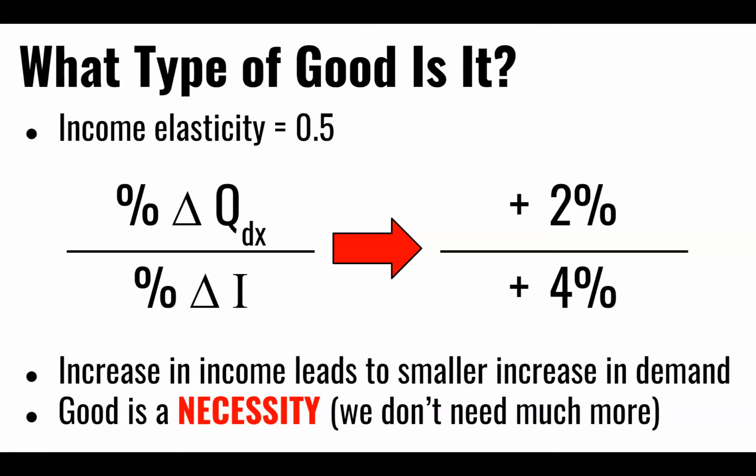It's normal. And because the quantity demanded did not increase by as much as the change in income, it's telling me that I'm already buying pretty much what I need already. A little bit more will make me happy, but I don't need a whole lot more. So that good is a necessity in nature.